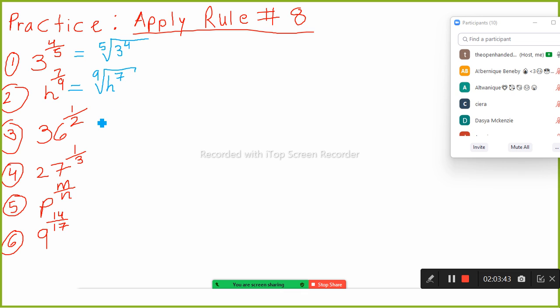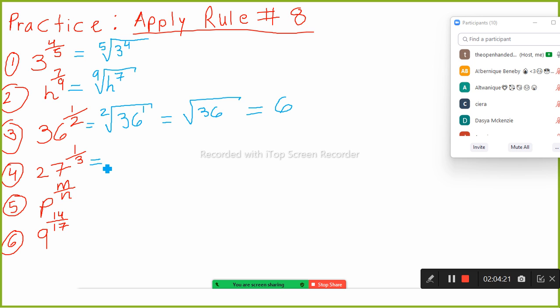All right, Sierra, number 3. The square root of 36 to the power of 1, which equals 6. Excellent. So we could write this as the square root of 36 to the power of 1. We don't have to write the 2 because if it's the square root, that's implied. And then the square root of 36, well, 6 times 6 is 36.